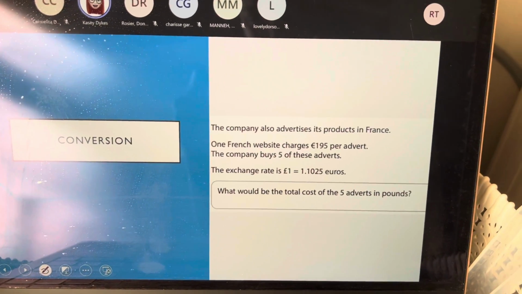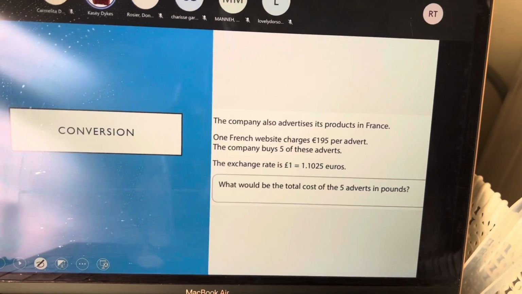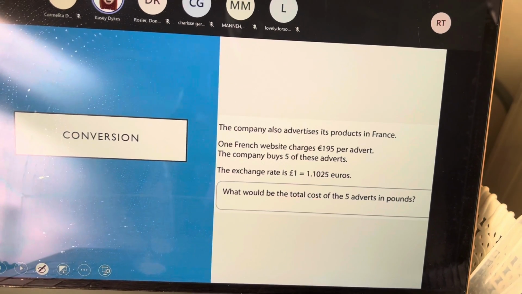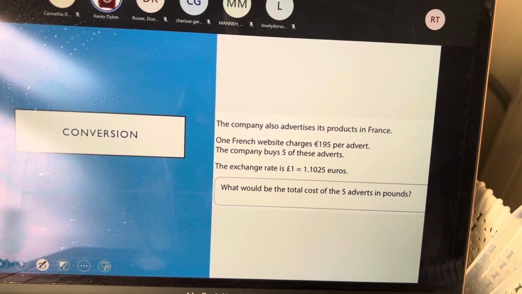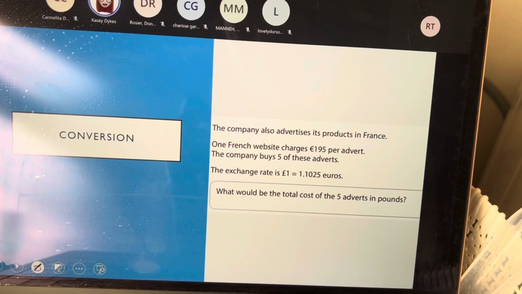So, a conversion question. No one really likes doing conversions. It's often a bit of a struggle when we do this topic. Let's see how we do.